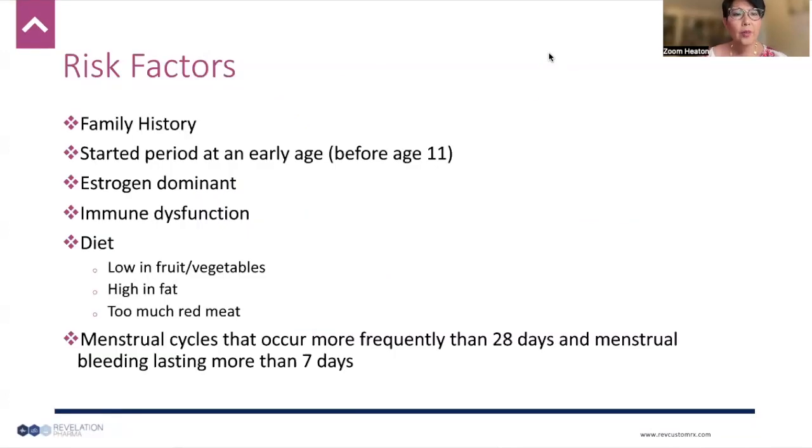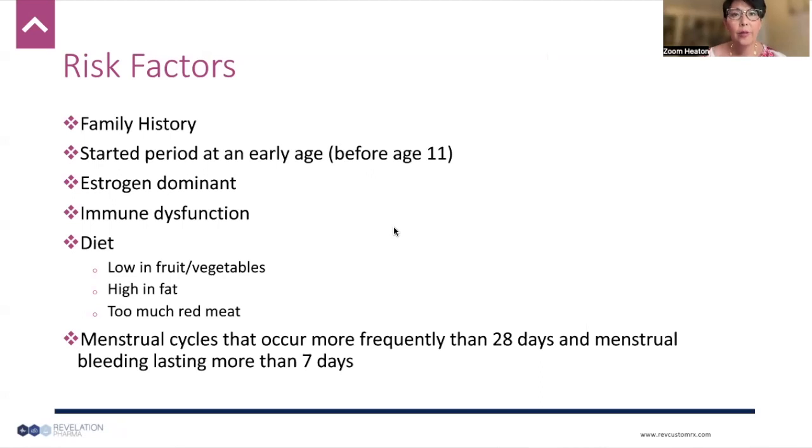So, some risk factors that contribute to endometriosis include family history, endometriosis in first degree relatives, like a mother or a sister who have had it. The risk of getting it is 7 times more with a first degree relative. Starting your period at an early age, like before age 11, if you're estrogen dominant, so that's where you have hormonal imbalances there. Immune dysfunction, it could just be due to a lack of immune surveillance in the pelvic area.